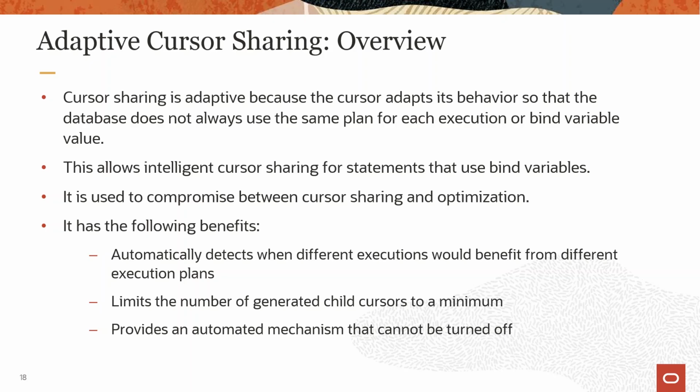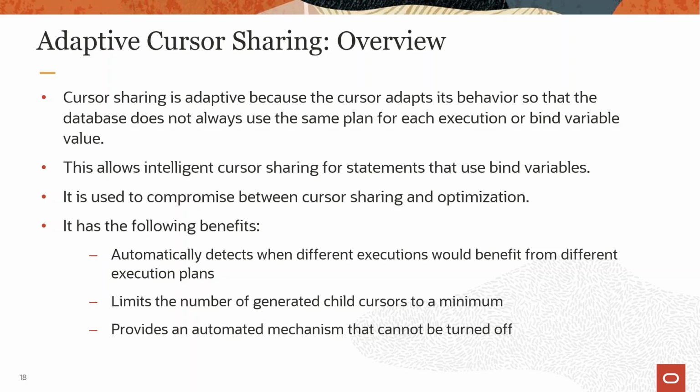It has the following benefits. It automatically detects when different executions would benefit from different execution plans. It limits the number of generated child cursors to a minimum. And it's an automated mechanism which simply cannot be turned off, in fact. Now, before I show you the rest of the slides concerning adaptive sharing, let me first show you a demo so that you see it in action, this so-called adaptive cursor sharing.